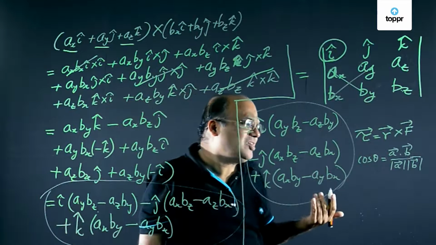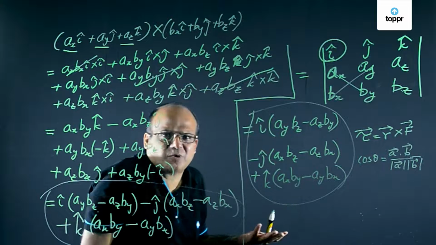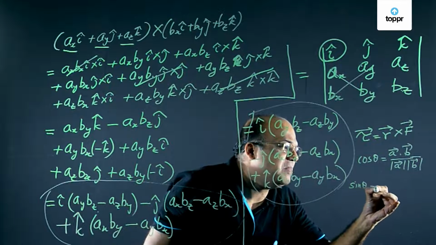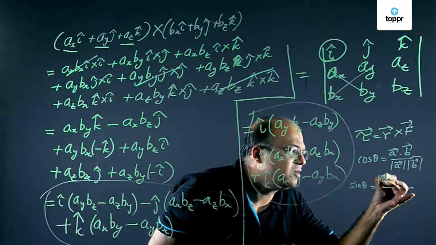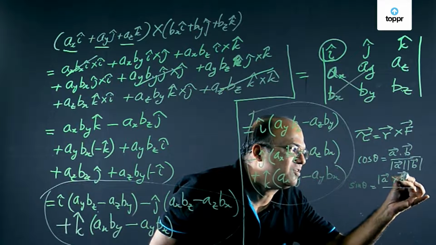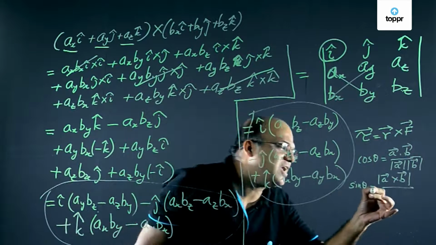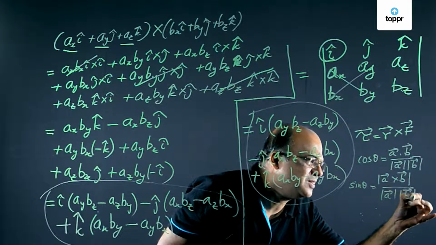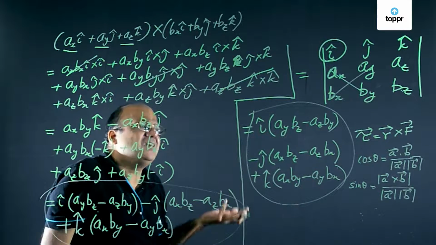How can we get sin theta? Sin theta we get in the cross product. So sin theta will be equal to the magnitude of a vector cross b vector, because here we get a vector, so look at the magnitude, divided by magnitude of a vector multiplied by magnitude of b vector. This will give us sin theta.